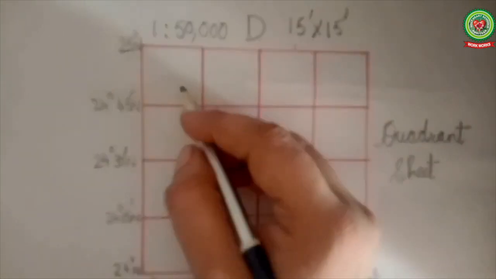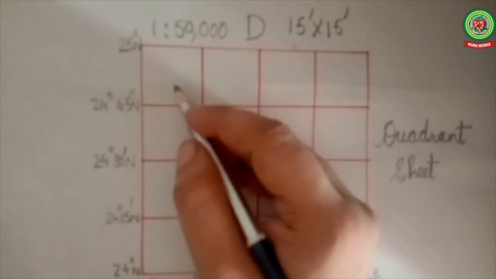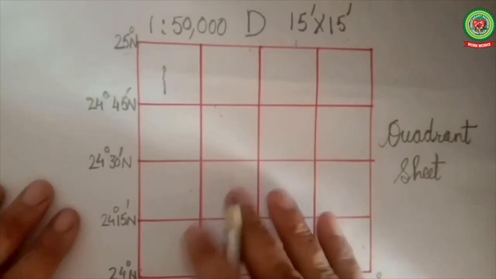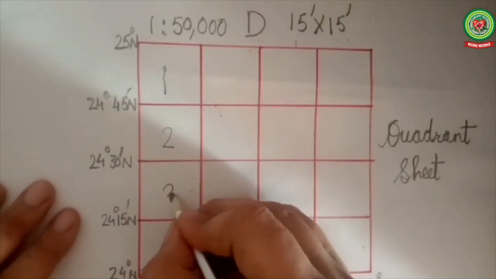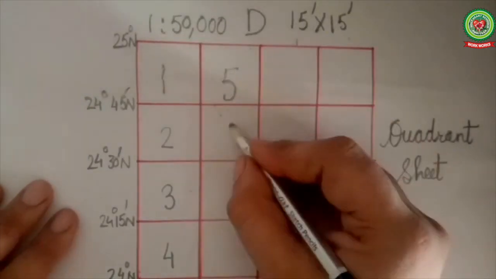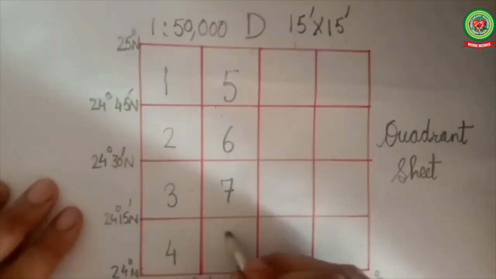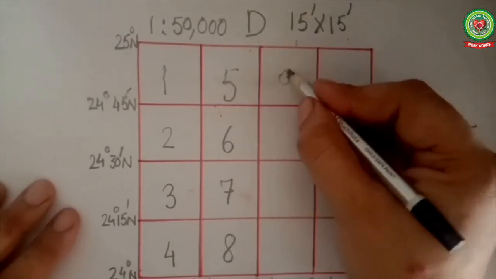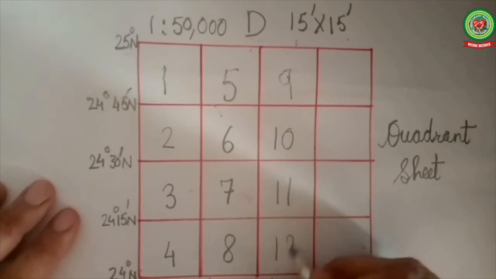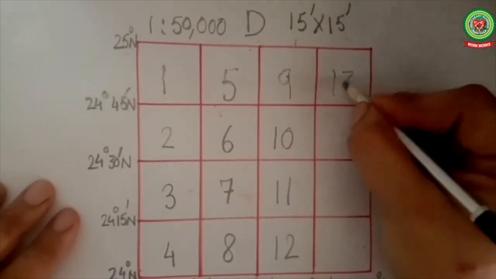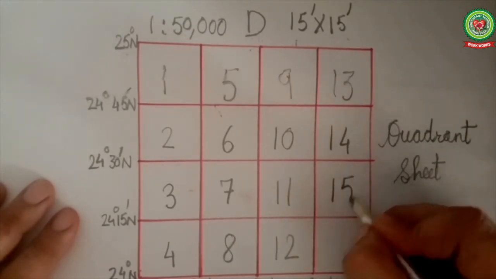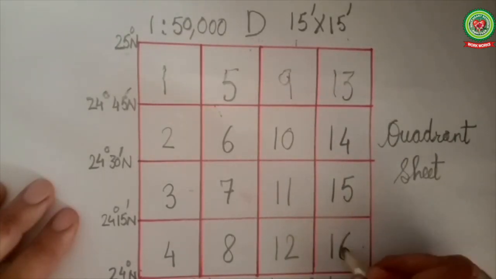Now we will number it from 1 to 16. 1, 2, 3, 4, 5, 6, 7, 8, 9, 10, 11, 12, 13, 14, 15 and 16.